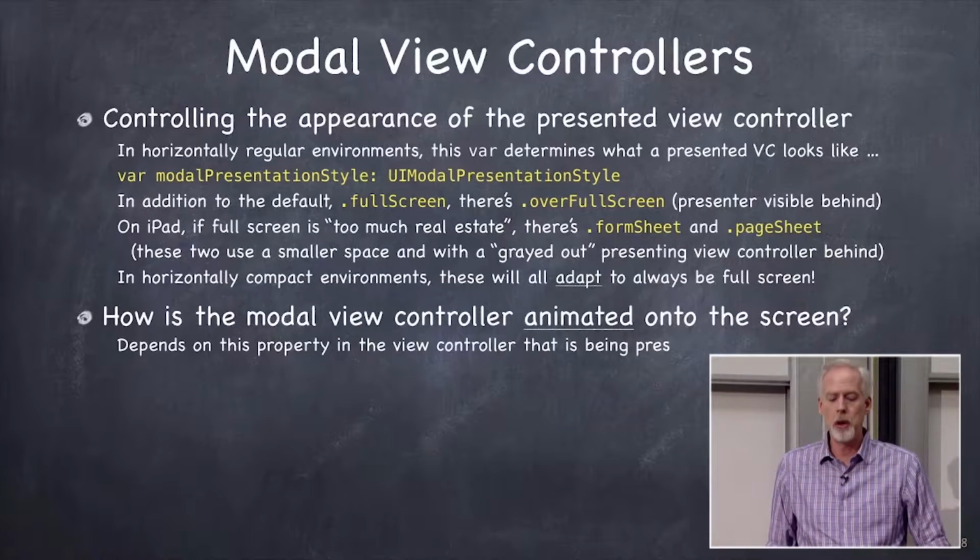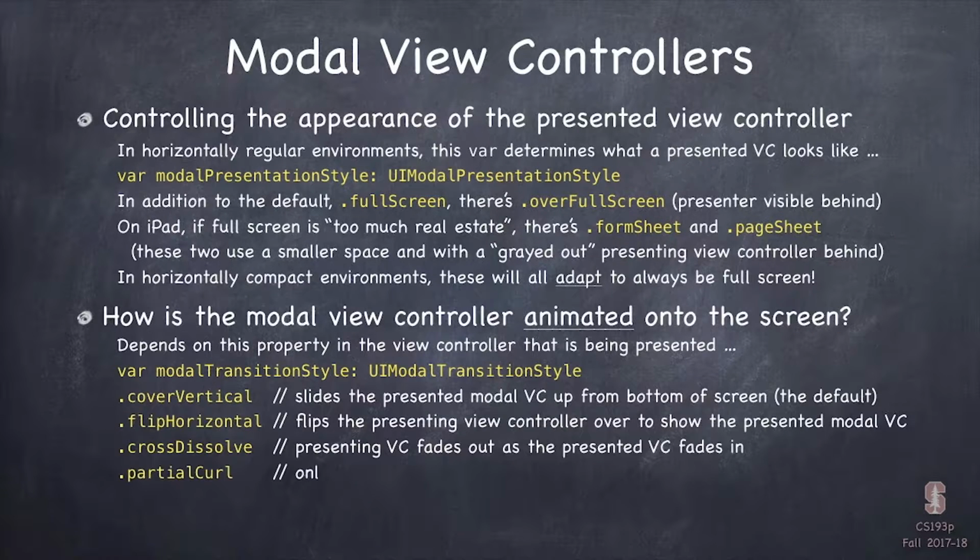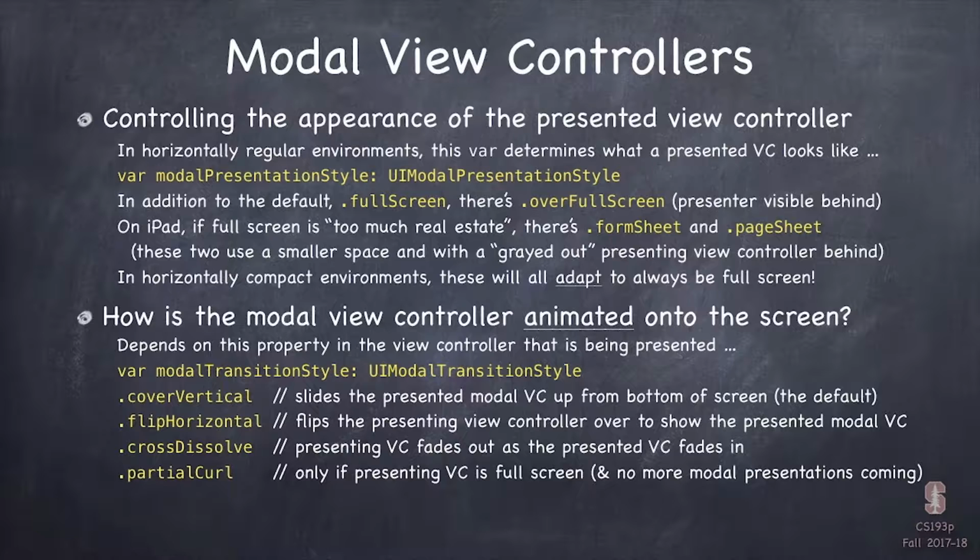Everything would be jammed too small. So it'll automatically adapt for you. How about the animation of the thing appearing on screen? Okay, well, by default, it slides up from the bottom. That's called cover vertical. But it also has flip horizontal, where you can flip it over. Another one is cross dissolve.